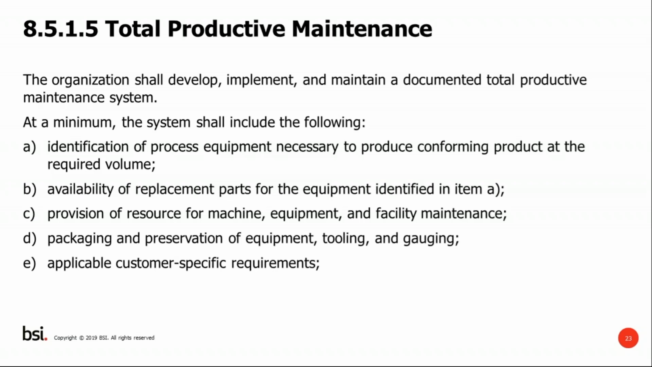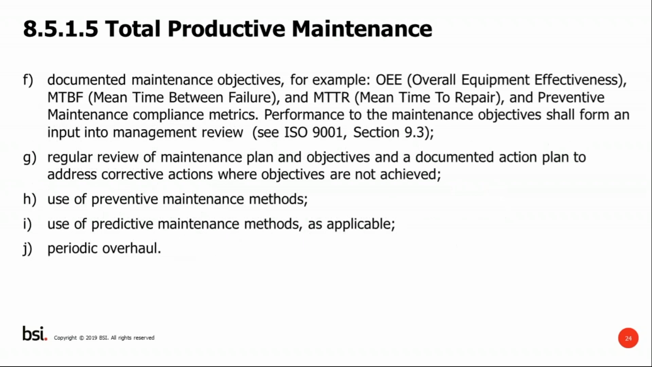Applicable customer specific requirements. And then it moves on to F, which is particularly the big area of failure: documented maintenance objectives. It talks about examples such as OEE, overall equipment effectiveness, mean time between failure, mean time to repair, and preventive maintenance compliance metrics. Performance to maintenance objectives will form an input into management review, and it links to the requirements of 9001 and section 9.3 of the standard.